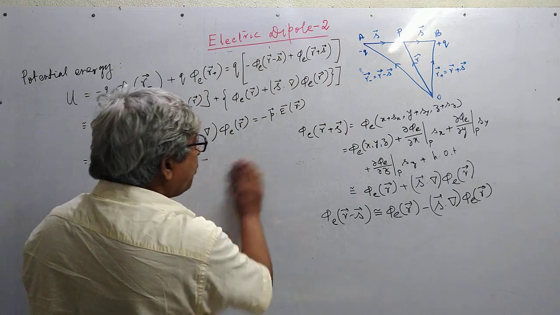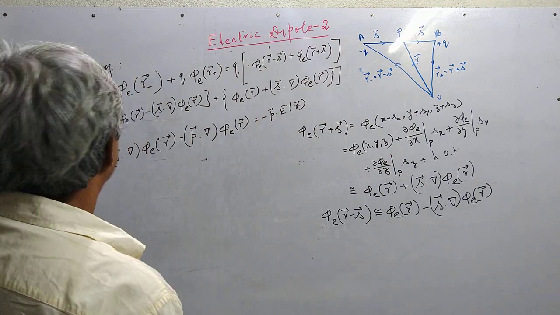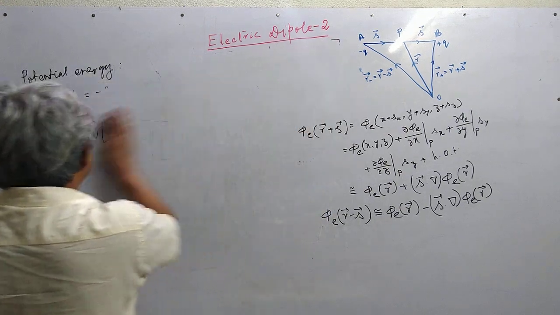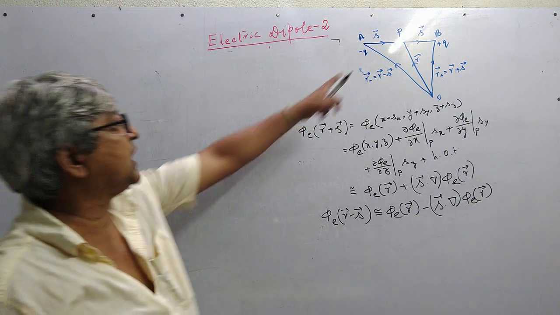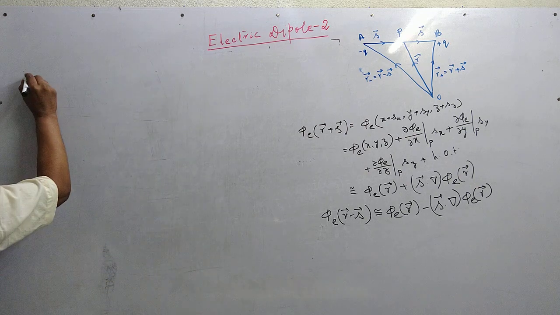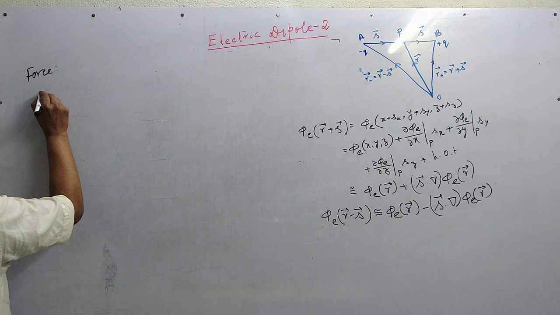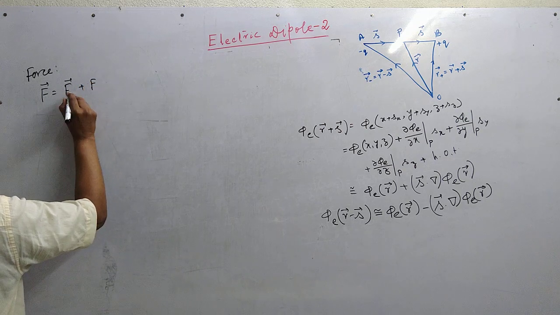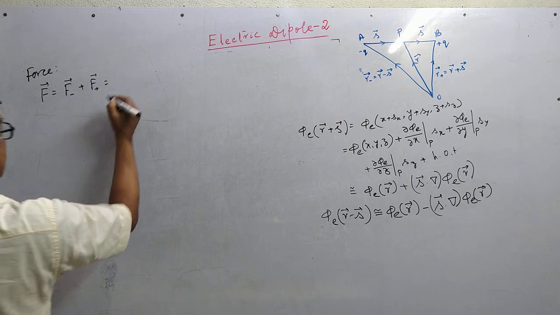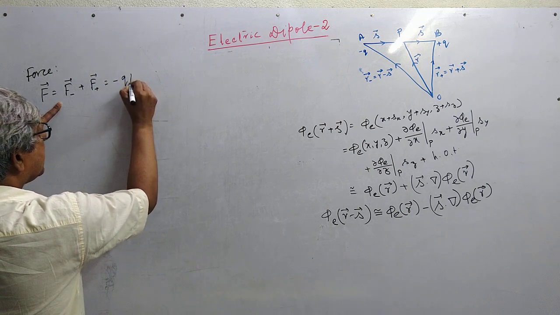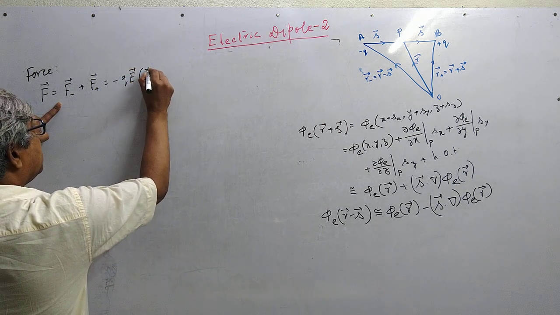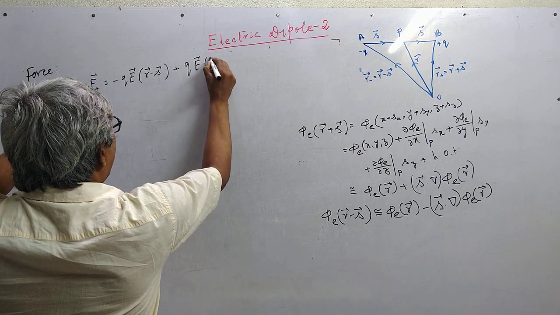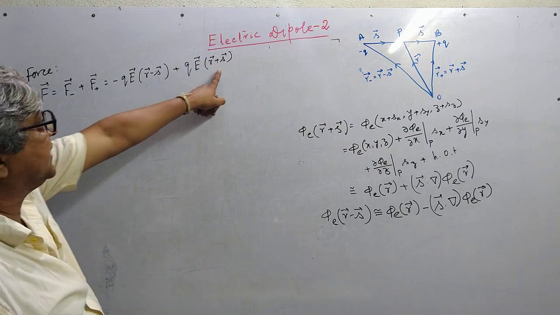Now come to the force that acts on this dipole. If we want to find out the expression for force, it is the vector sum of the force acting on the negative charge plus the force acting on the positive charge. So let me first write the negative charge, then the force on the positive charge. The force on the negative charge is minus Q times E at R minus S, and the force on the positive charge is Q E at R plus S, because the positive charge is placed at this location.